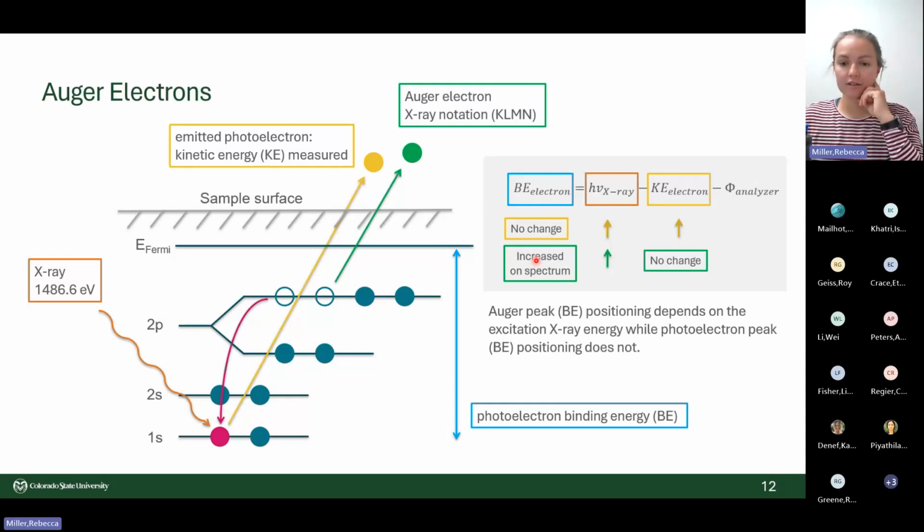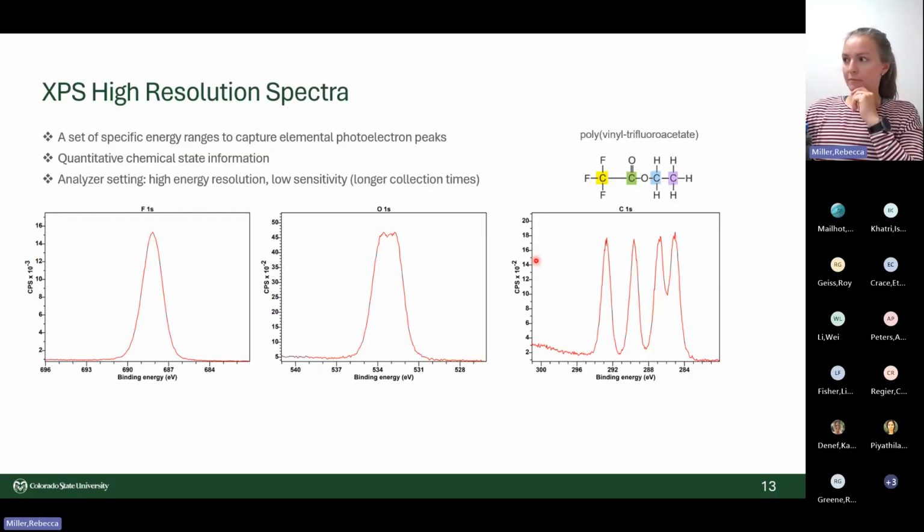Also, it can be a strategy if you have an Auger peak that overlaps one of your photoelectron peaks. If you can use a different X-ray source, then you might be able to isolate the photoelectron peak you're interested in. All right. So now we talked about survey spectra.